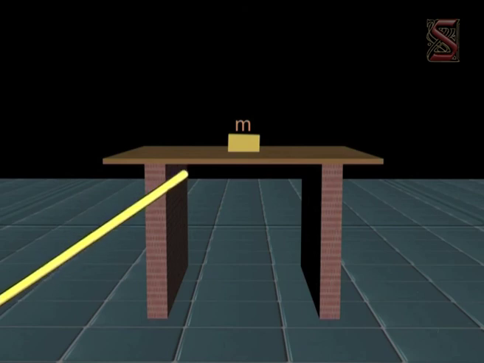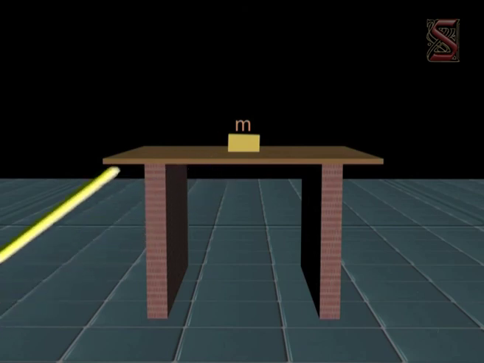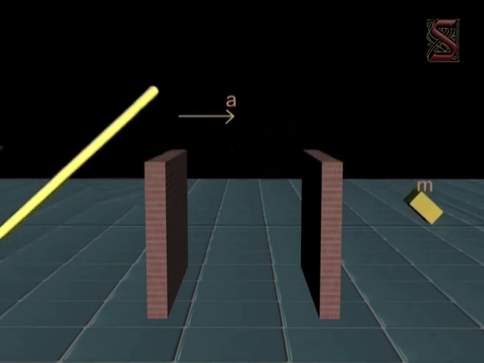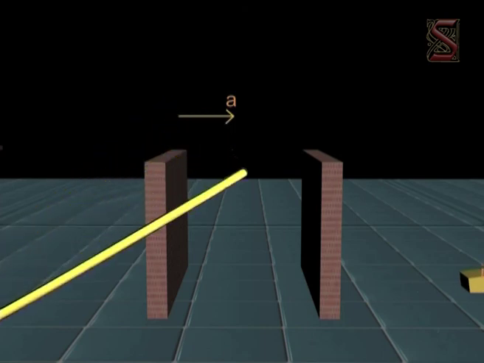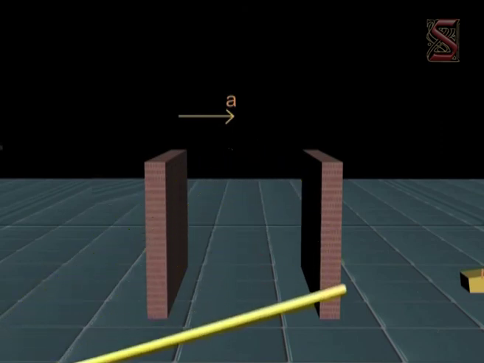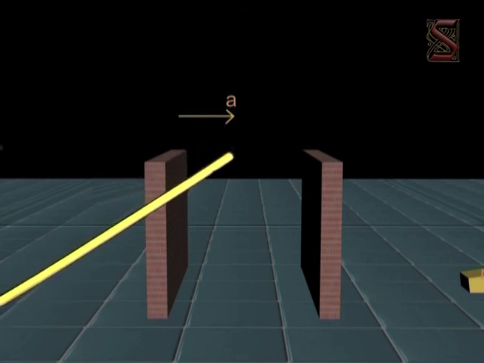Here over a plank, a body of mass m is kept. When the plank is pulled with certain acceleration a, immediately the body also acquires the same acceleration a but in opposite direction. That's why it moves in this direction and falls onto the floor. You see here, this is the acceleration a.